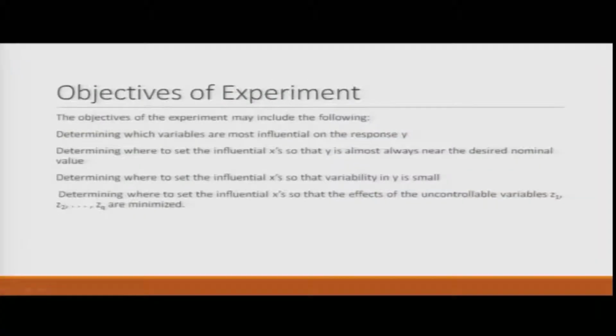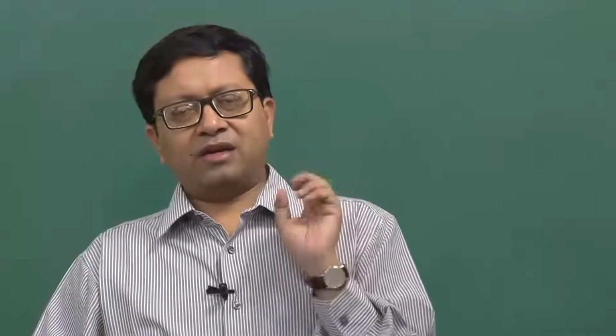We will determine where to set the influential x's so that y is nearly at the desired nominal value which we want. We also determine where to set the influential x's so that the variability in y is small. So there are two things: we want to change the x values and get the exact value, which has to do with the expected value, but we want to keep the variance as low as possible while maintaining the expected value, which has to do with the consistency of the experiment.